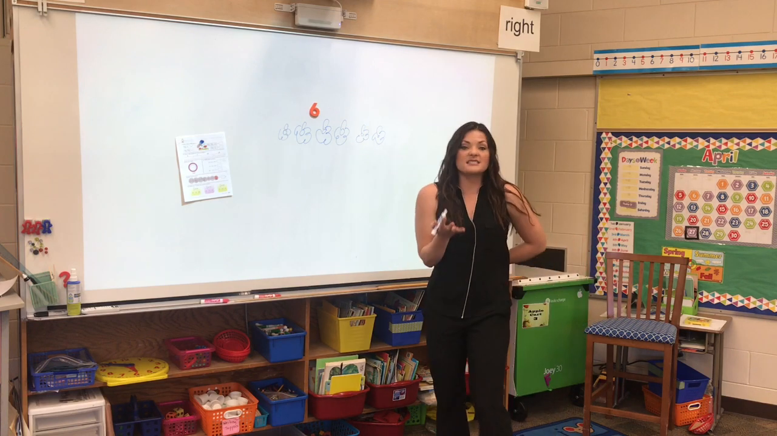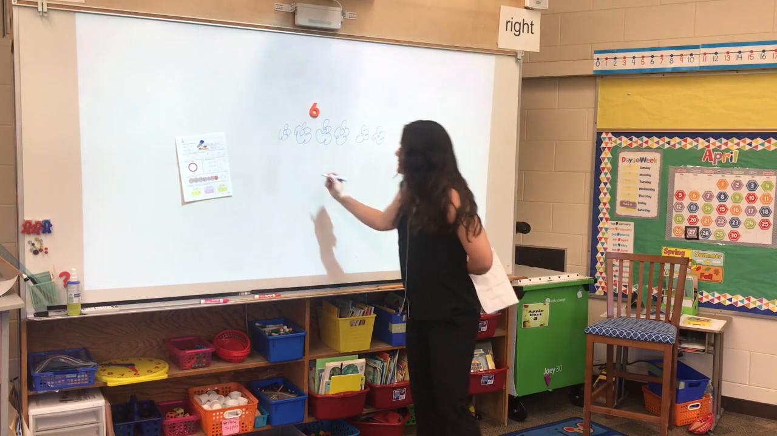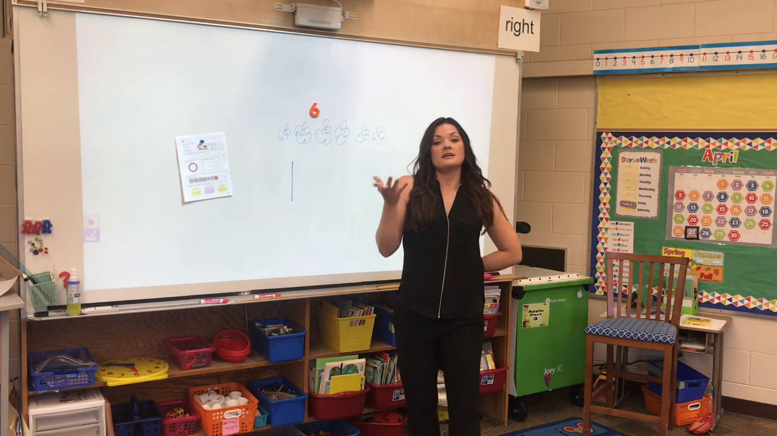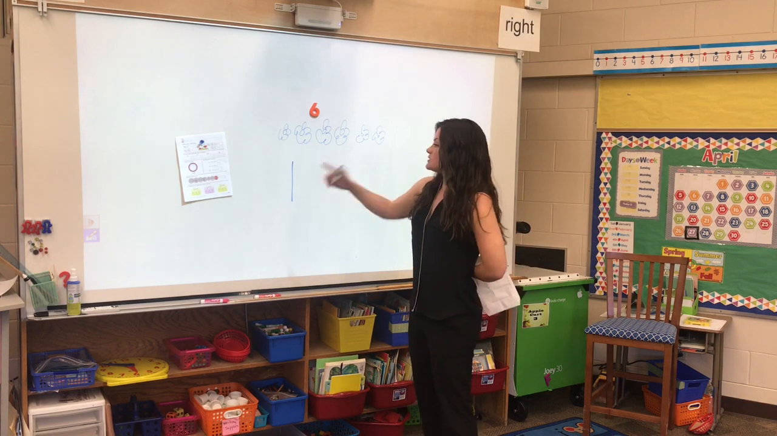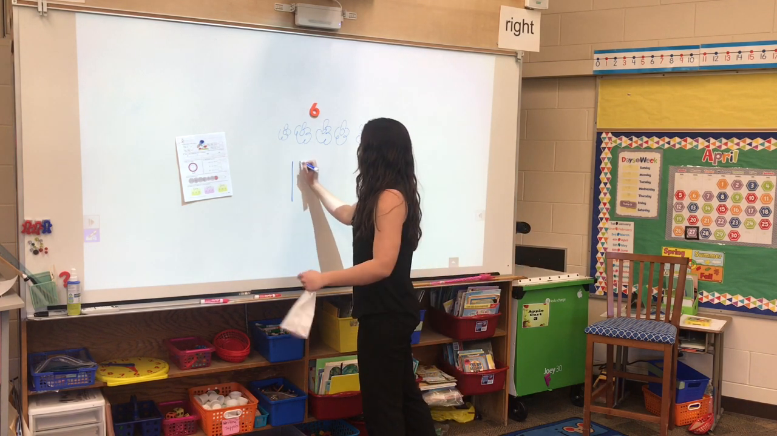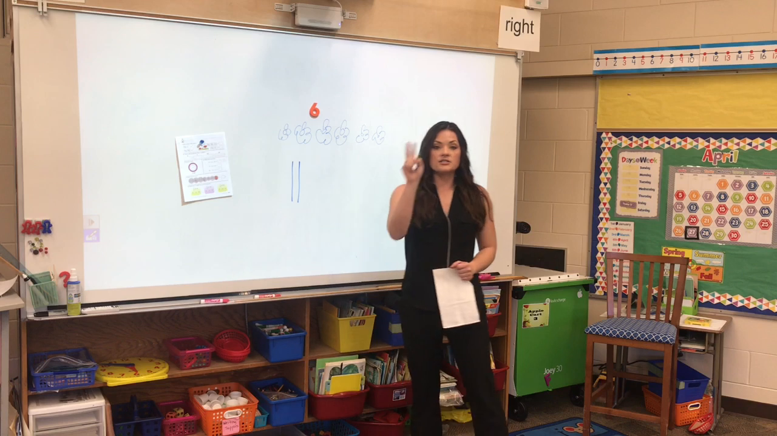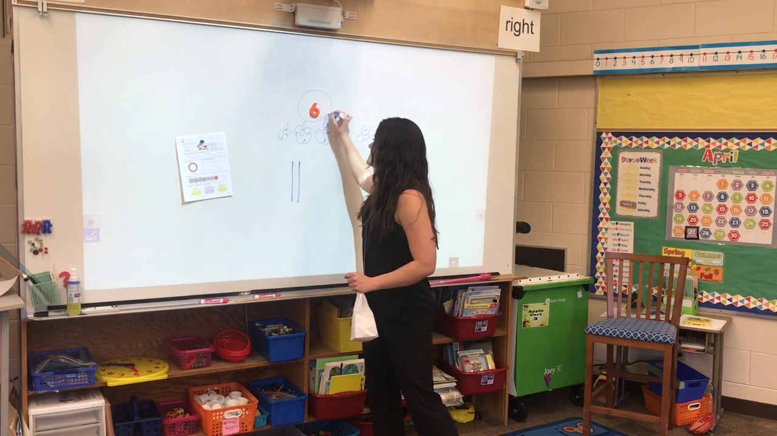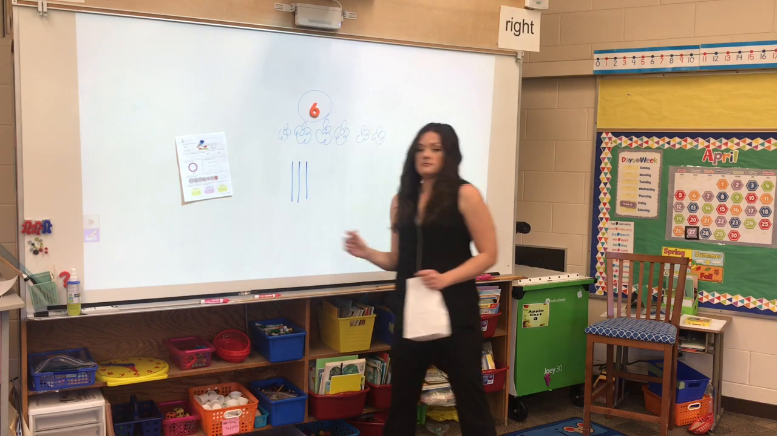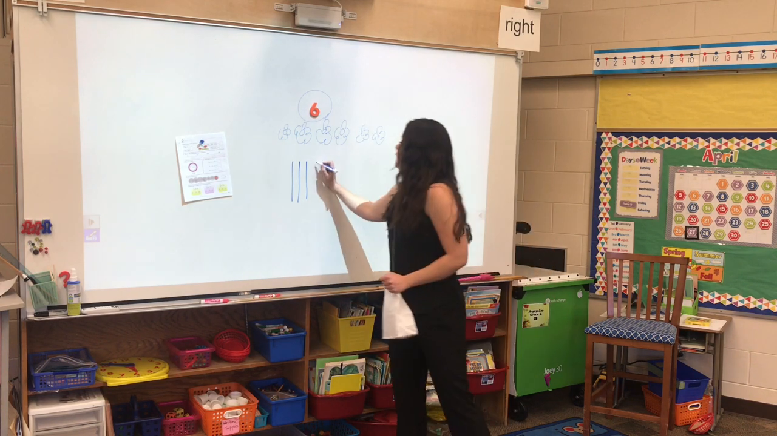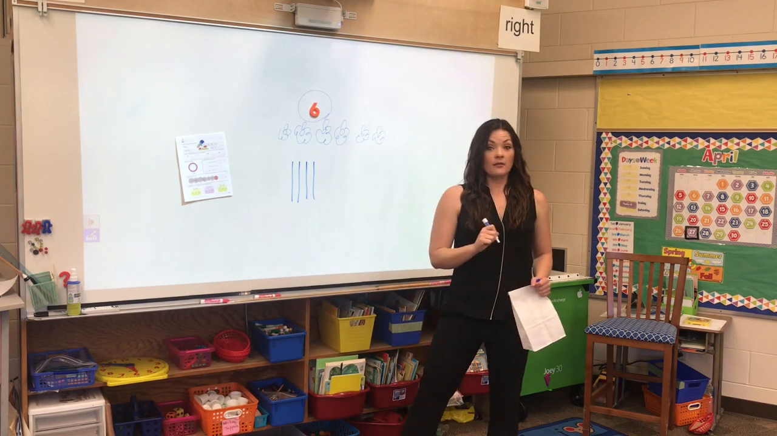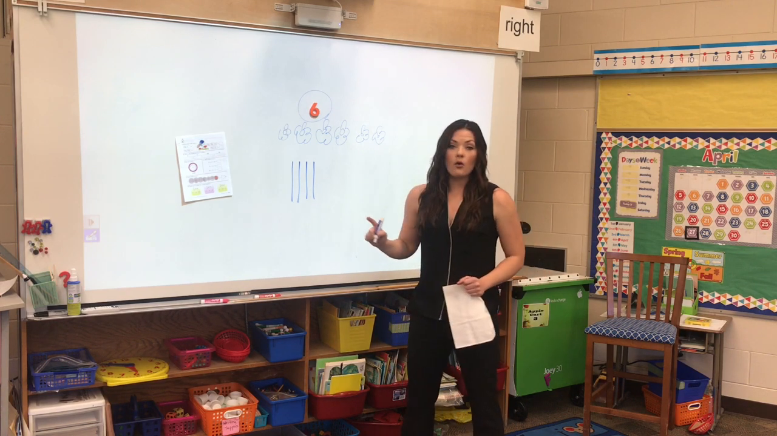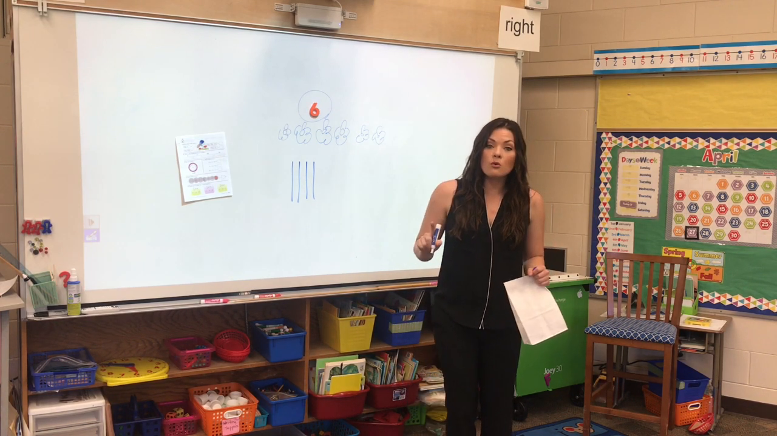A tally mark is like a little line. So this is 1 tally mark. That represents 1. Now if I do another one right next to it, that represents 2 tally marks. If I keep going, remember we need to get to 6. 3 tally marks. 4 tally marks.